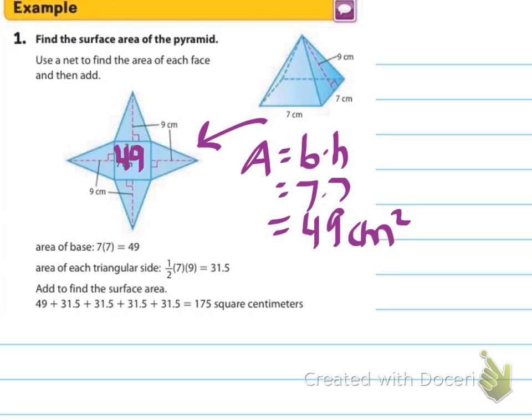So I'm going to write 49 in here. Then using a different color, because I'm a handy person like that, I'm going to do the area formula for a triangle because these are triangles.